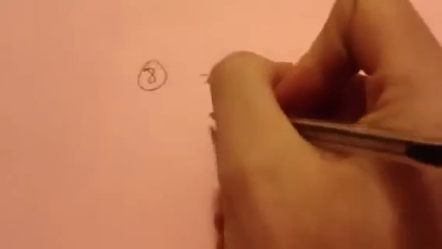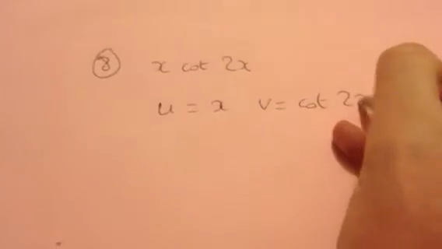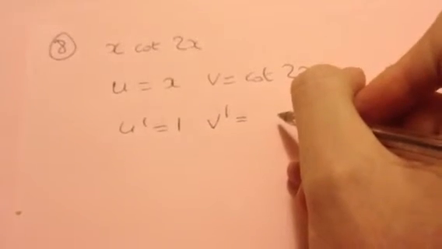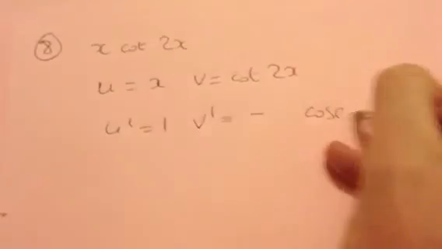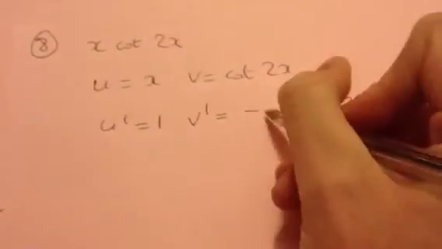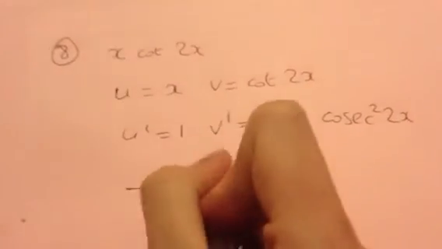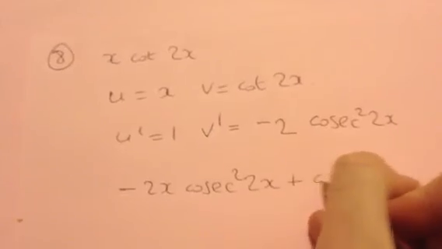Number 8, x cot of 2x to finish off. Right, this is a product rule. So u is x, v is cot 2x, and we get u dash is 1, and cot goes to minus cosec squared. So that goes to minus cosec squared of 2x, but times by 2. So uv dash plus vu dash, I get minus 2x cosec squared of 2x plus cot 2x.